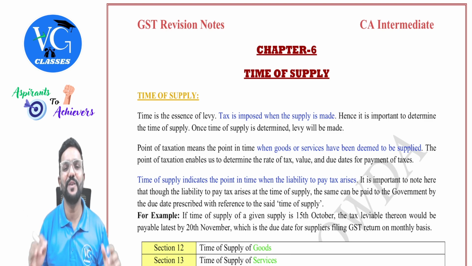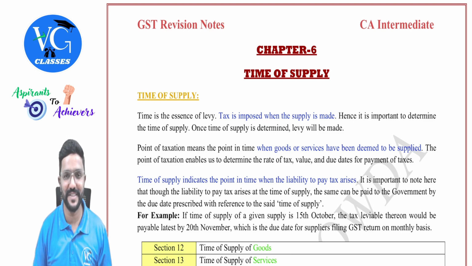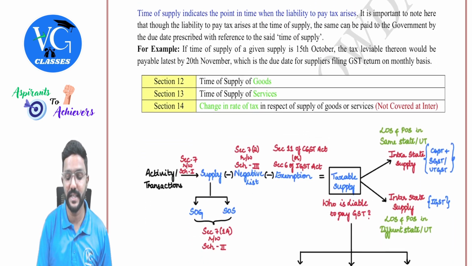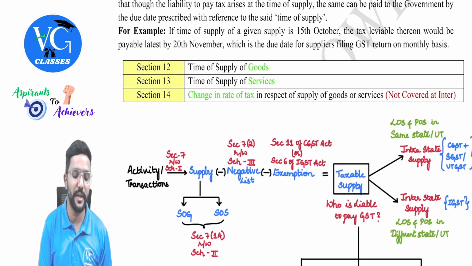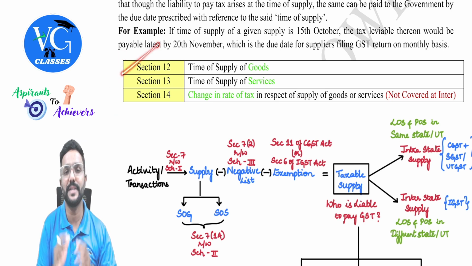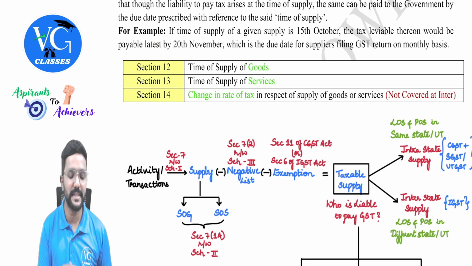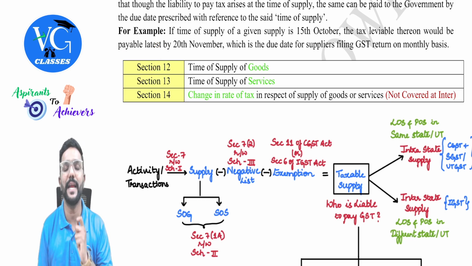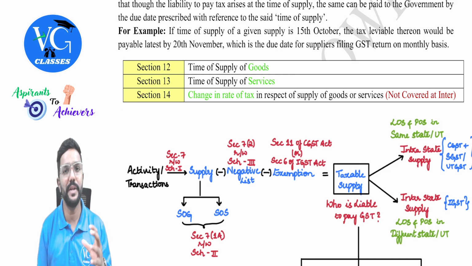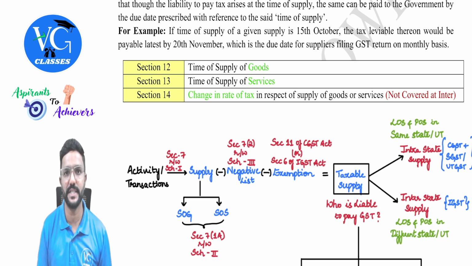Yes, students. Now we will revise the topic of time of supply. The provisions with respect to time of supply are given in sections 12, 13 and 14 of the CGST Act. Section 12 talks about the time of supply of goods, whereas section 13 talks about the time of supply of services. And section 14 will tell us, whenever there is a change in the rate of GST, how do we decide the time of supply for goods as well as services.